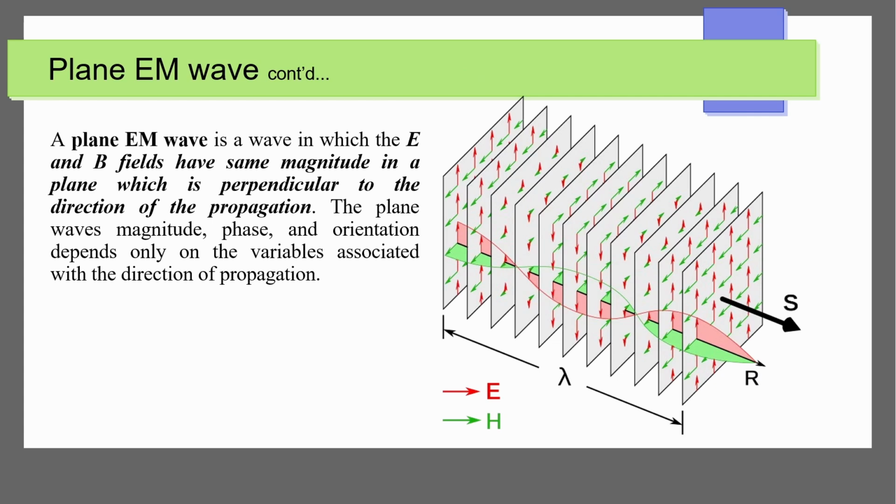So plane waves are idealized representations of electromagnetic waves with uniform fields over infinite planes. The concept of wave fronts helps us visualize how these waves propagate and understand the symmetry in field space. So a plane EM wave is a wave in which the E and B fields have the same magnitude in a plane which is perpendicular to the direction of propagation. The plane wave's magnitude, phase and orientation depend only on the variables associated with the direction of propagation.